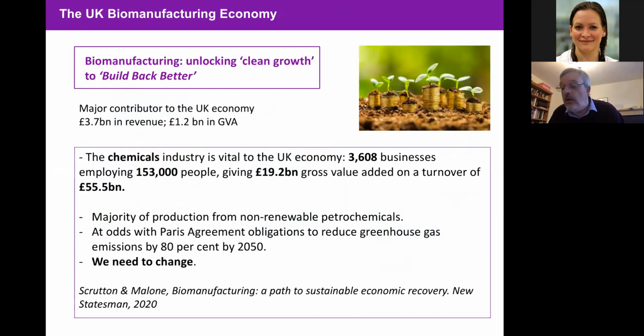And this is especially important, I think, in the UK chemicals manufacturing sector, which includes over 3,000 businesses, employing about 153,000 people and giving something like 19 billion in gross value added to a turnover of around 55 billion. Of course, the majority of this comes from petrochemicals, a fact that's increasingly at odds with the Paris Agreement obligations and 80% reduction in greenhouse gas emissions by 2050.